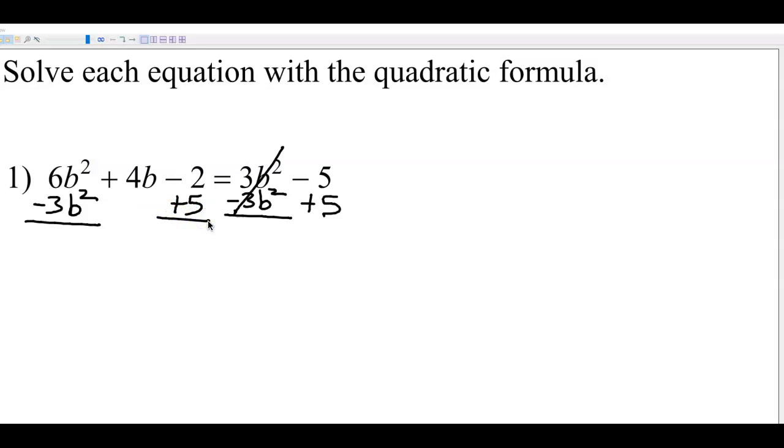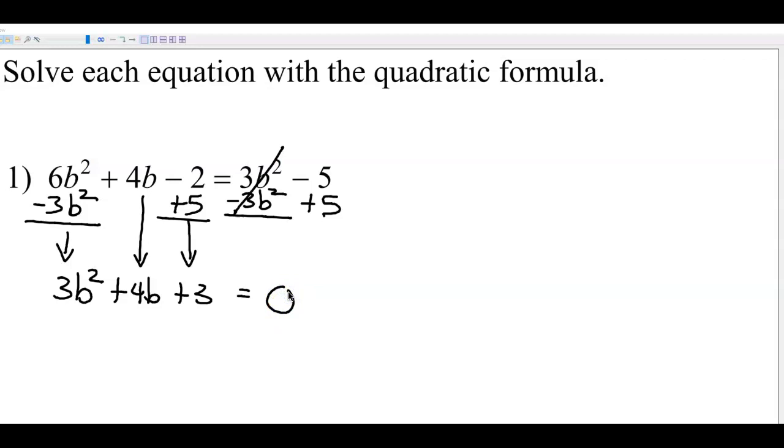And now we're just going to see what's left. So here we have 6 take away 3 is 3b squared. Bring down your 4b. That one didn't change. Negative 2 and 5. I'll draw an arrow. Negative 2 and 5 makes 3. And now it equals 0. And now we can do the quadratic formula.